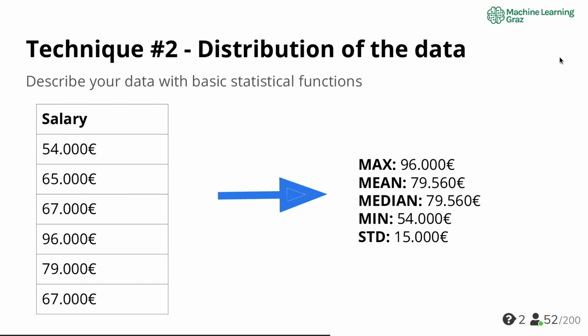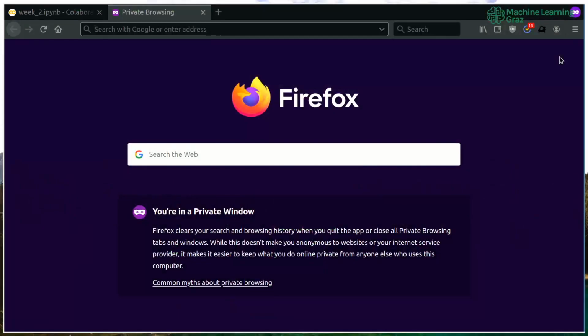Technique 2 is determining the distribution of your data. So with your data, we want to describe some basic statistical functions. And from this column, we could extract maybe the max, the median, the mean, the minimum, and standard deviation. So before we do this, let me show you how we can do this in pandas.